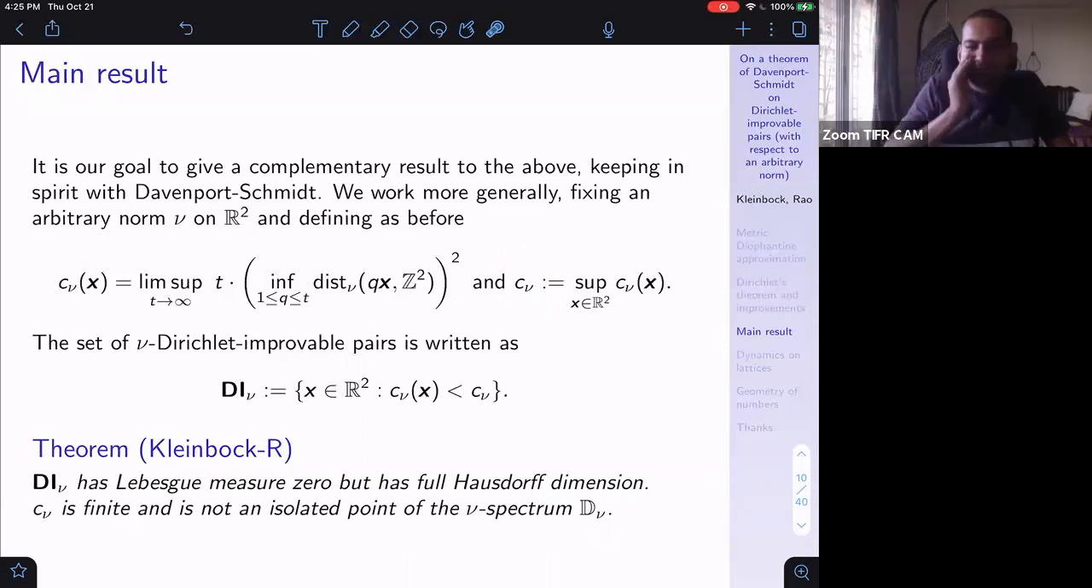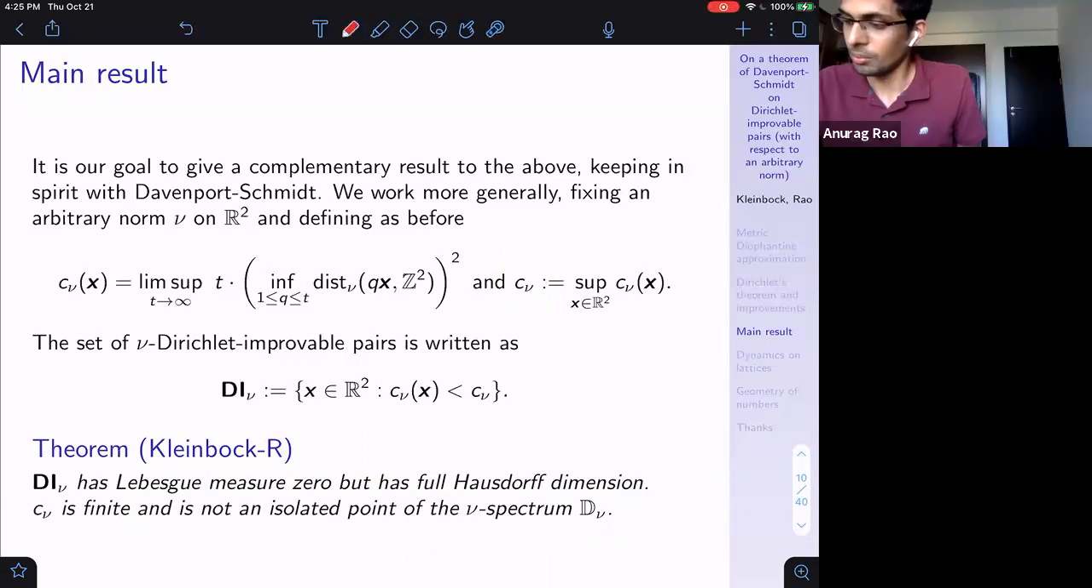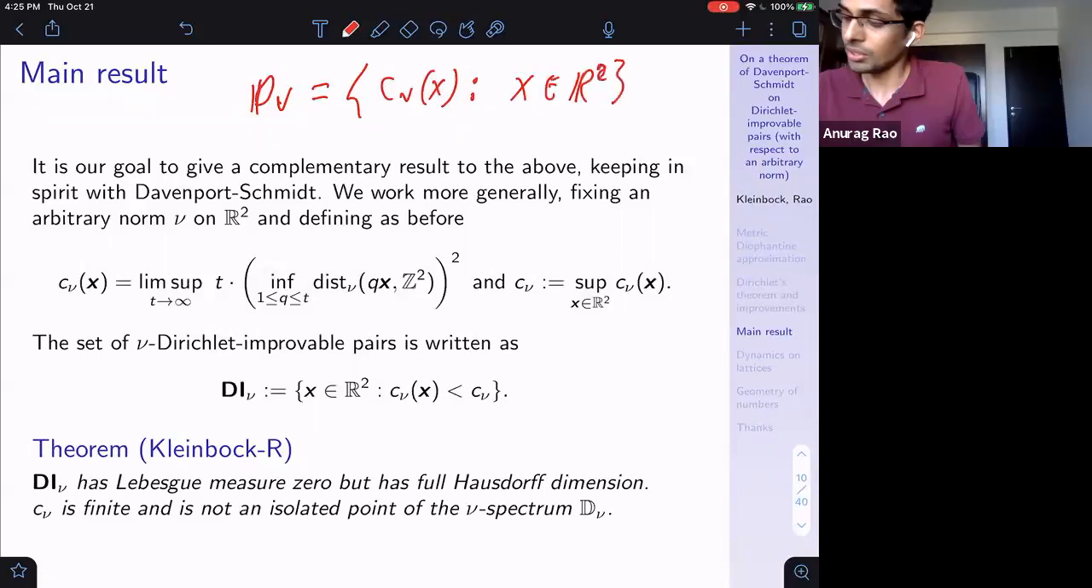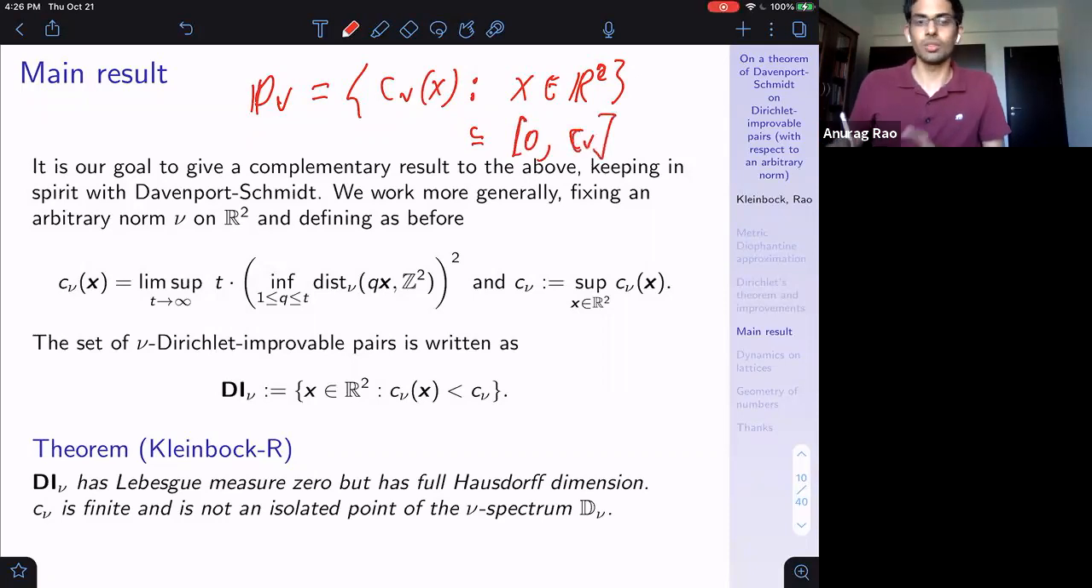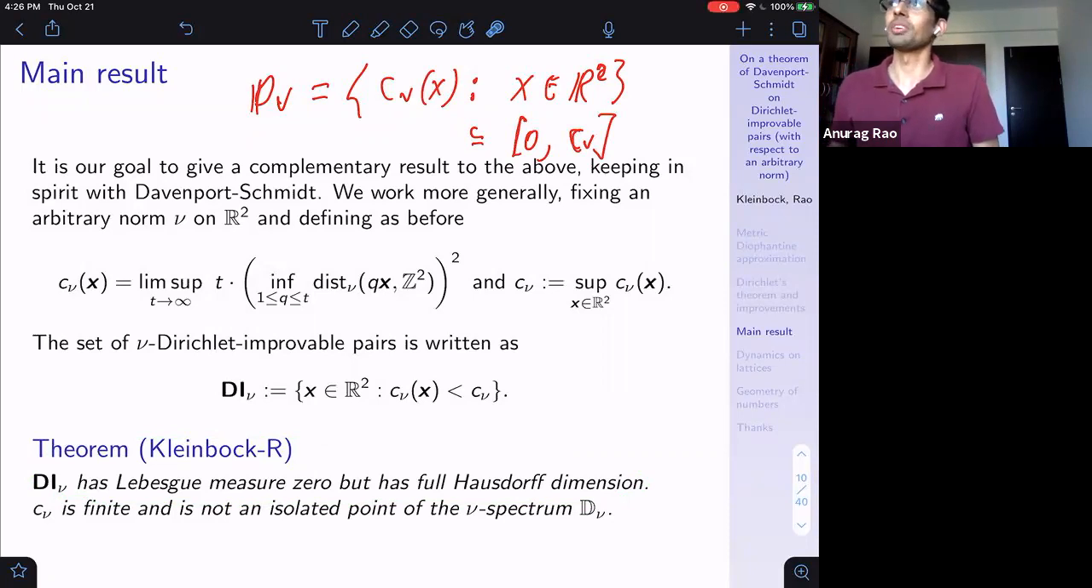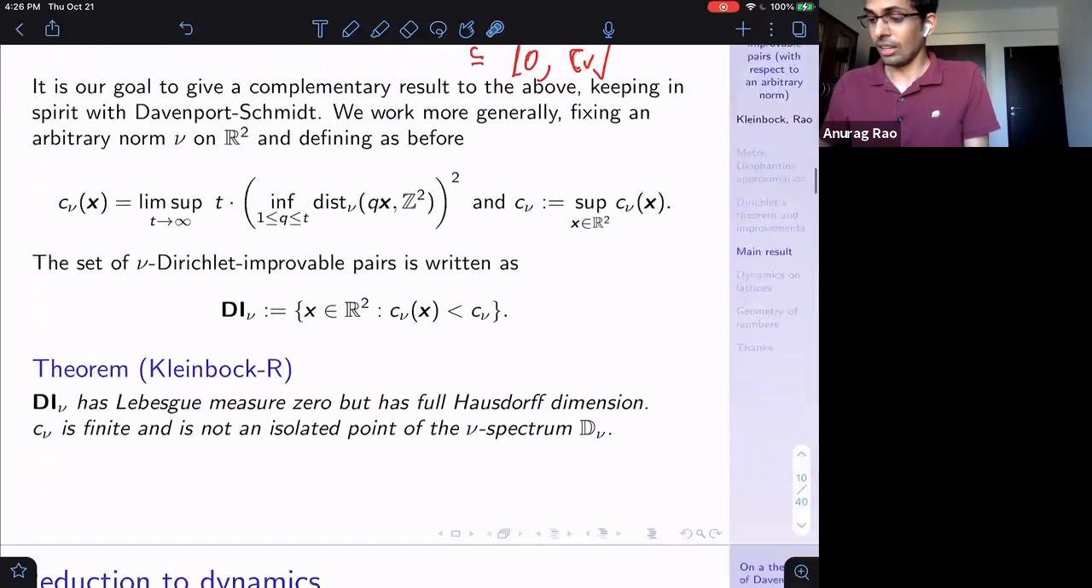Okay. Sorry, you have to tell me what nu spectrum means here. Can you? Yeah, so that's a good point. Script D nu is just the set of C nu x such that x belongs to R2. And again, of course, it's a subset of 0, C nu. So it just generalizes the definition from before. Okay, so it's the same theorem as Davenport-Schmidt, and in fact, the proof also sort of rewrites their proof in a different language, maybe in a more convenient language, and with some twist.